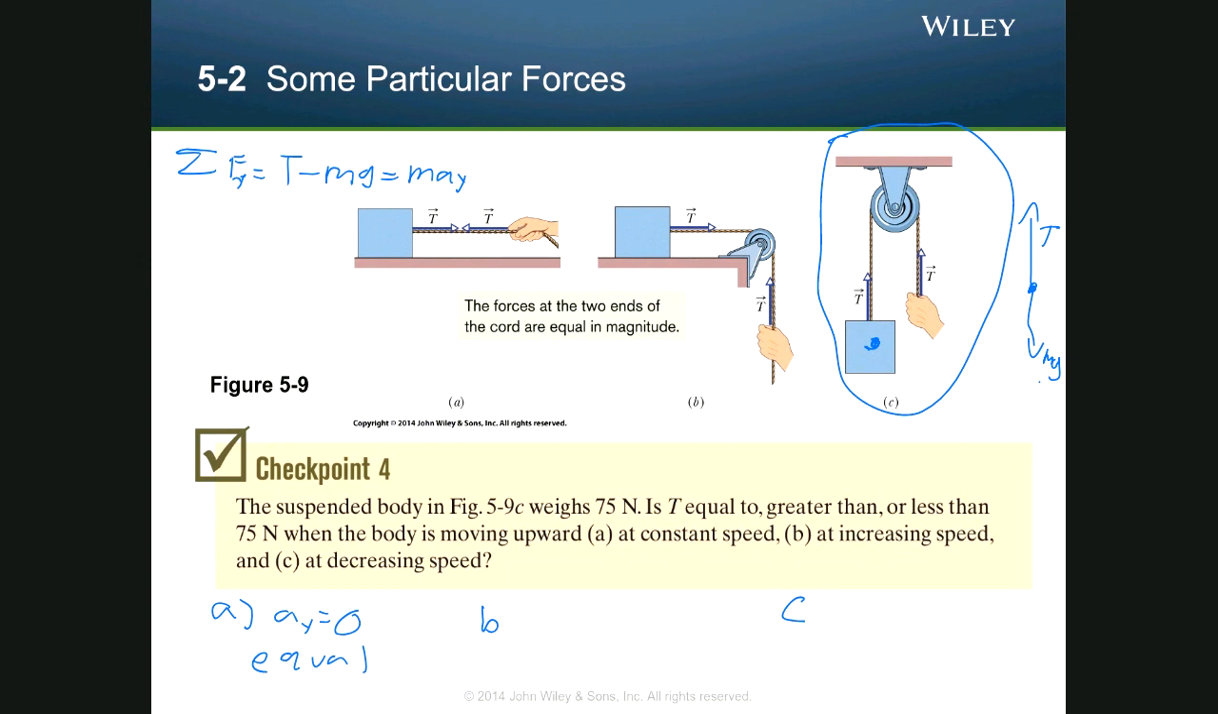So, if we look here, with increasing speed, right, we can see that much like we saw before, T is equal to mg plus may, right? So if may is getting bigger, right?